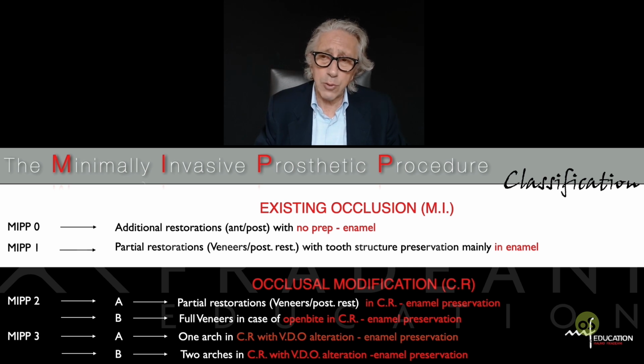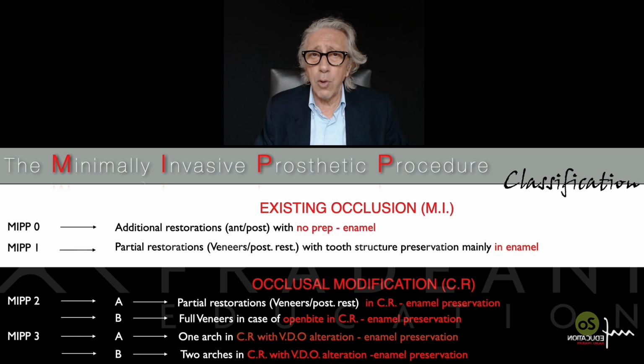And then you have MIPP 3A and B, in which you do one arch, MIPP 3A, or two arches, MIPP 3B. So full mouth rehabilitation practically. In all these cases, of course, one arch or two arches, the MIPP 3A and B, we go anyway in a new occlusion, so in CR position. So we have lost the dental position that the patient had before grinding the teeth.